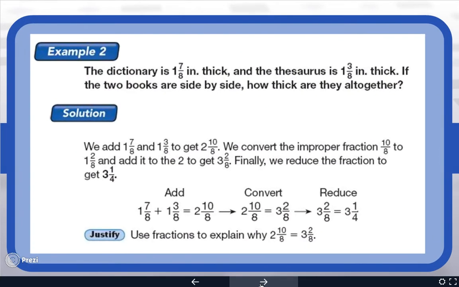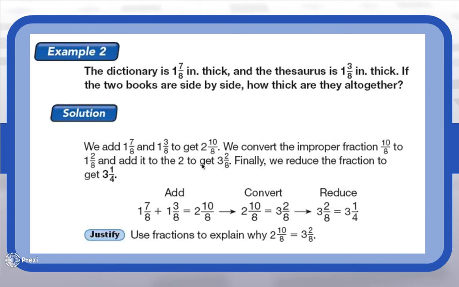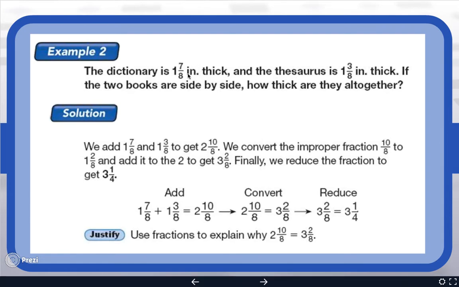For example number 2, it says the dictionary is 1 and 7/8 inch thick, and the thesaurus is 1 and 3/8 inch thick. If the two books are side by side, how thick are they together? And so what you're going to do is add this side plus this side, and it's down here. So you have 2 and 10/8.